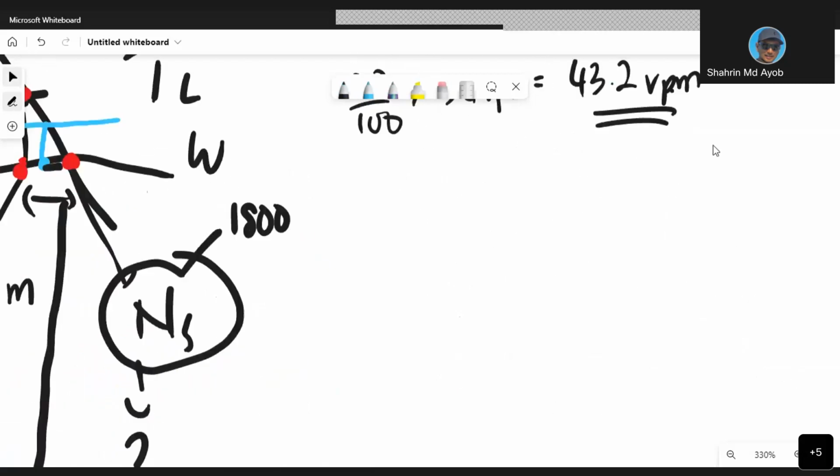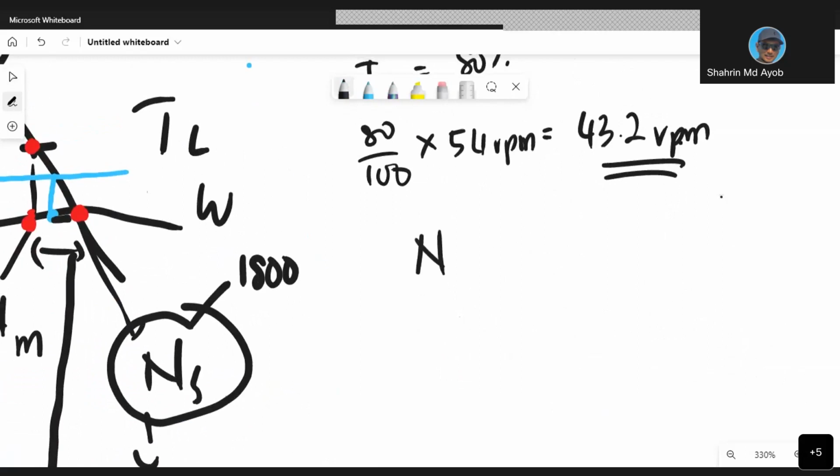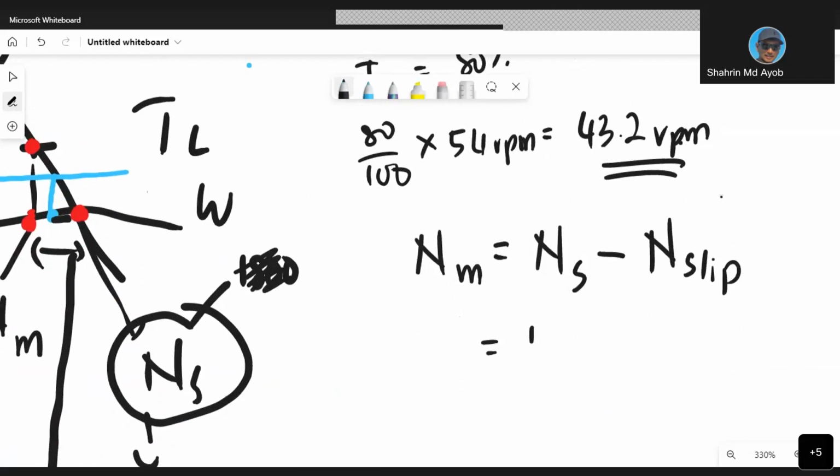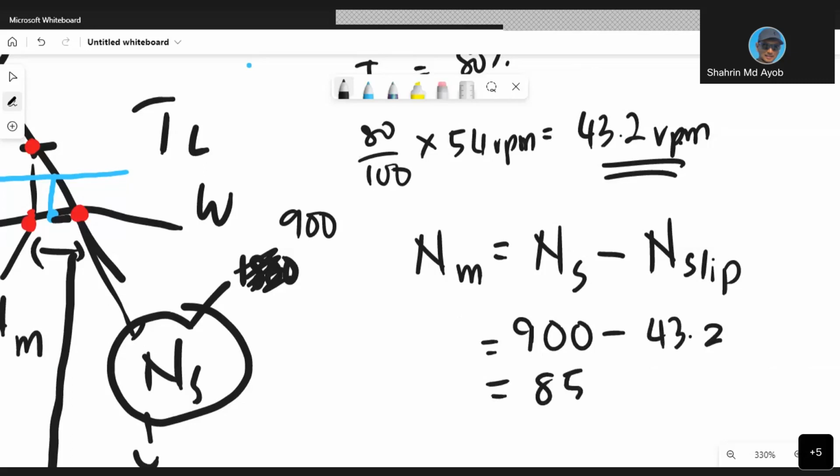So after you obtain your slip speed, then you can obtain your motor speed, which is NS minus N slip. Which is NS remain the same. Sorry. NS ni bukan 1800, 900 because 30 Hz kan frekuensi. Berapa? Ya, 856.8 RPM. Okay.